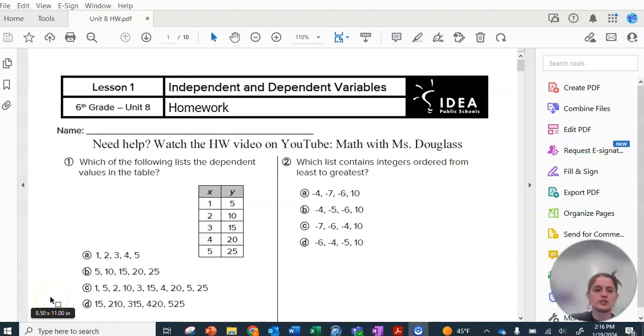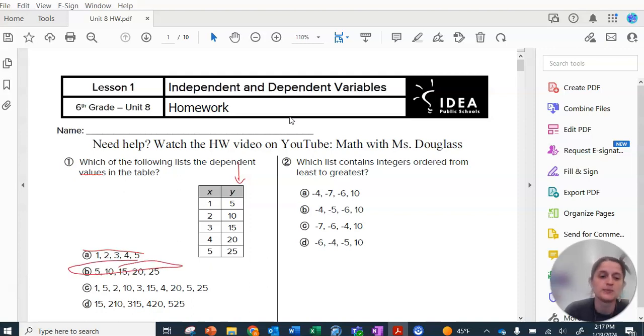Okay, so on the front we have independent and dependent variables. On the back we have percents. Which of the following lists the dependent values? Values means numbers. Dependent is the y. You cannot have any of the x numbers in your answer, and your answer needs to be listing all the y values. So 1, 2, 3, 4, 5, nope, sorry, those are x values. 5, 10, 15, 20, 25, yep, those are y values.